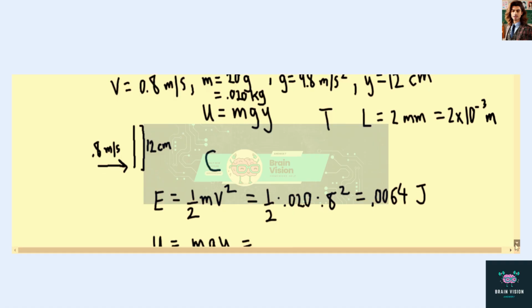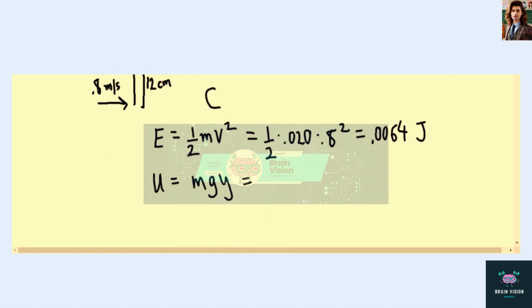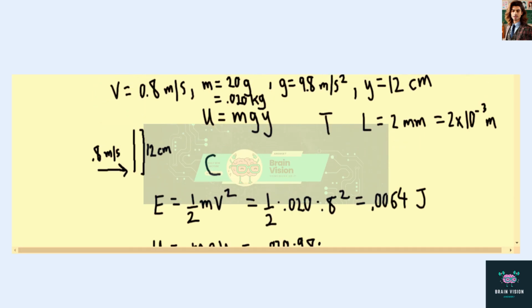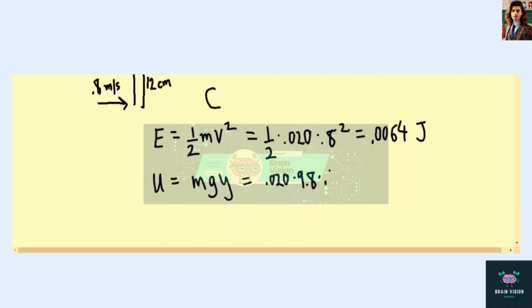So let's proceed and get back to this calculation for the potential energy. The mass again is 0.020. The acceleration of gravity is 9.8 meters per second squared. And the height that we said was 12 centimeters, converted to meters as 0.12 meters. So now we substitute y right here, and we have 0.12. When you carry out this multiplication, you get 0.0235 joules. So obviously the kinetic energy is less than the potential energy.